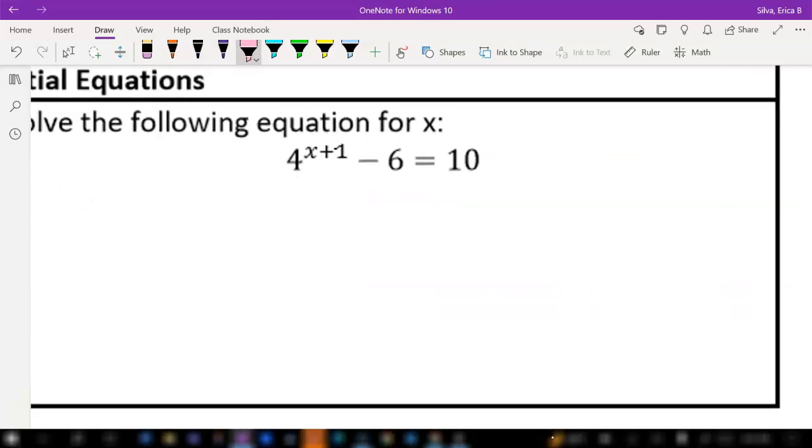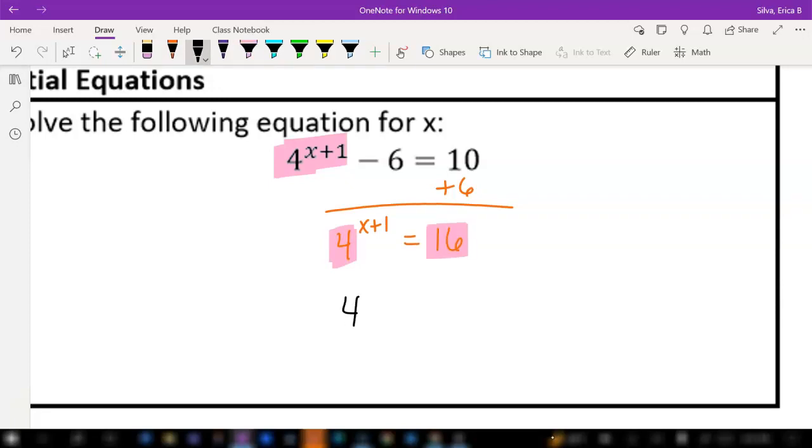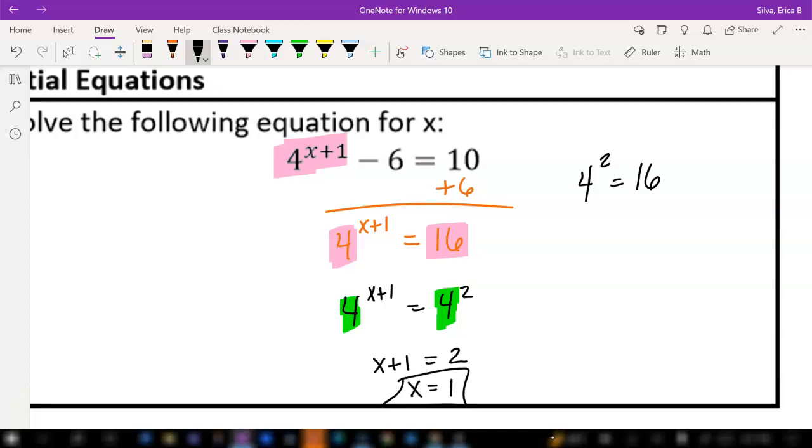The next one, we need to isolate the number with the exponent that has x. Means we're going to add 6. So 4 to the x plus 1 is equal to 16. In order to solve for x, these bases need to be the same. So 4 to the x plus 1, this 16 is 4 to the second power. So instead of 16, we're going to write 4 to the second power. Now that the bases are the same, then our exponents say x plus 1 is equal to 2. So x is equal to 1 when we solve for x.